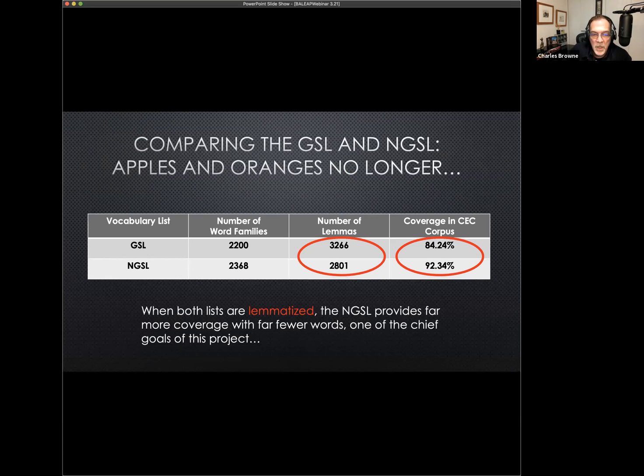And what you see is that the new general service list is about 2,800 lemmas. The old general service list is about 3,200. It only got about 84% coverage, whereas we're getting more than 92%. And as you will see, if we get to the research part of this presentation, the coverage is actually quite a bit higher than 92% for listening materials like movies and TV shows, popular movies and TV shows. So this is just for written English.